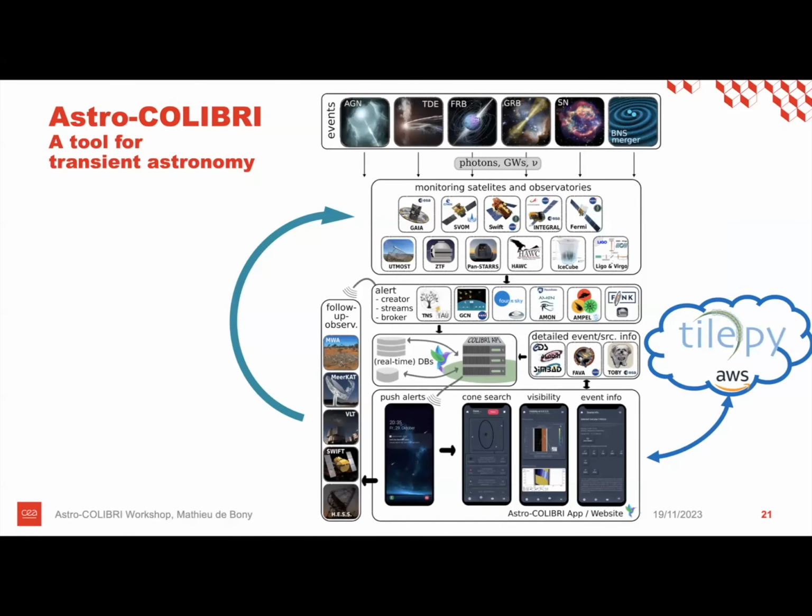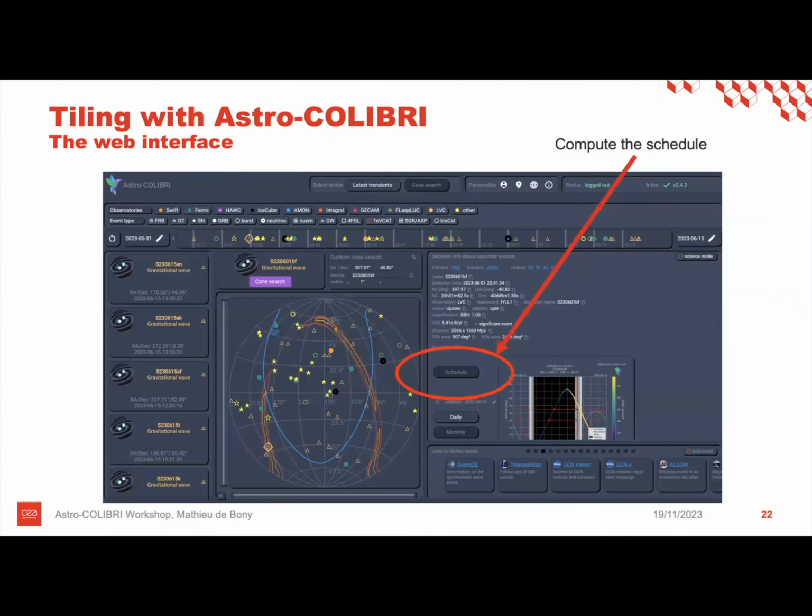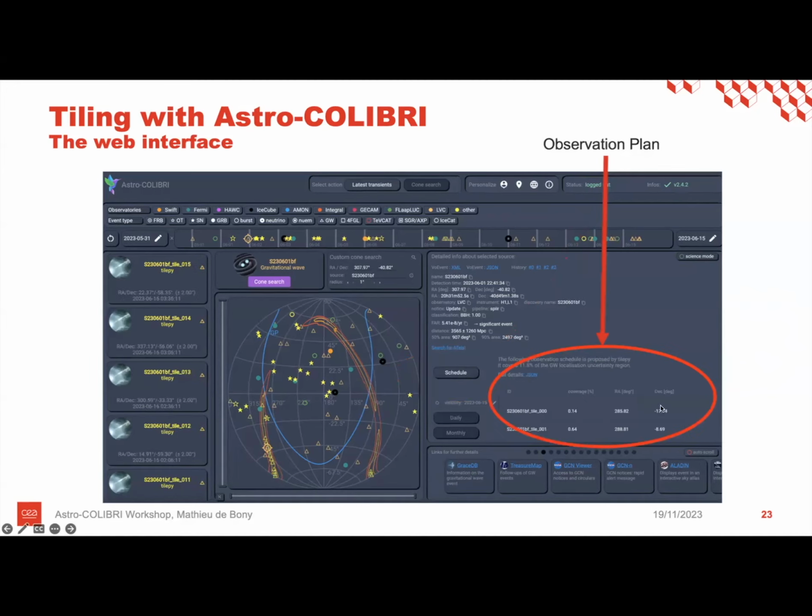And also something which is possible now that we have put Tilepy in a cloud infrastructure with an API is also to do tiling computation for your given observatory on gravitational waves. So when you select a gravitational wave alert, a compute schedule button will appear here, and it will compute an observation plan for the observatory settings you have put. When you select your observatory, you have to give your field of view and this kind of information.